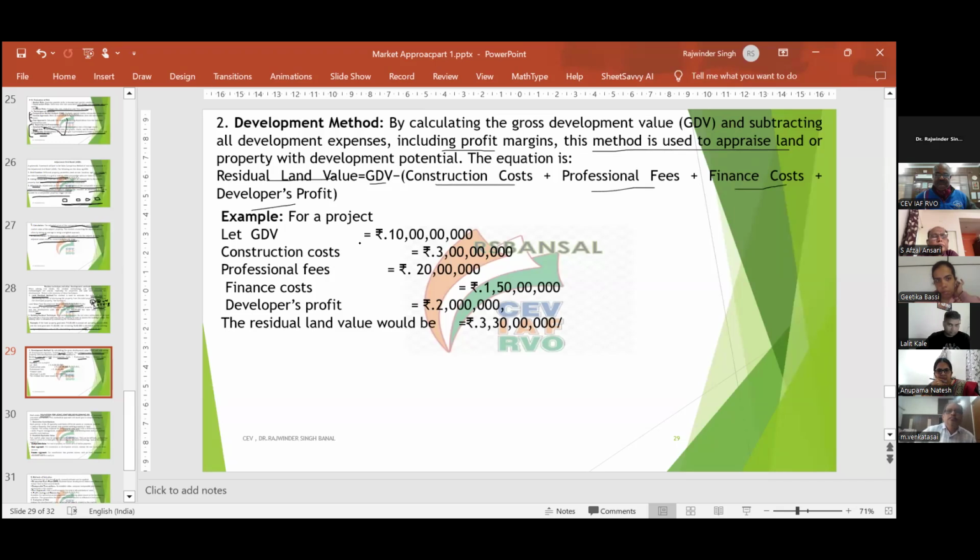Let us suppose the gross development value of the project is 10 crore. Out of this, construction cost is 3 crore. Professional fees is 20 lakh. Finance cost is 1 crore 50 lakh. Developer's profit is 2 crore 20 lakh. So the residual land value is 3 crore 30 lakh.